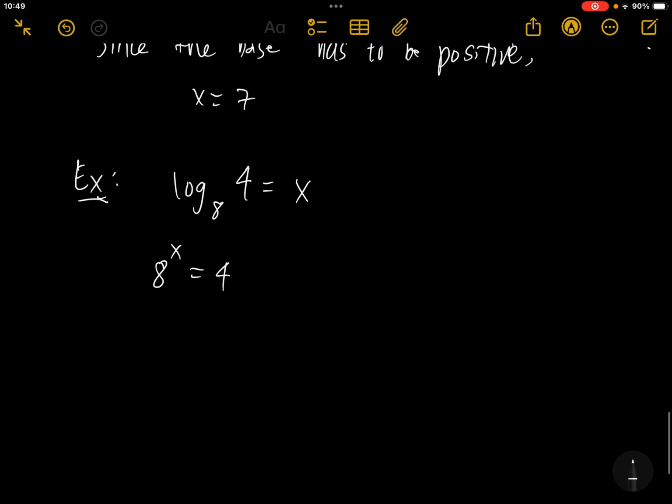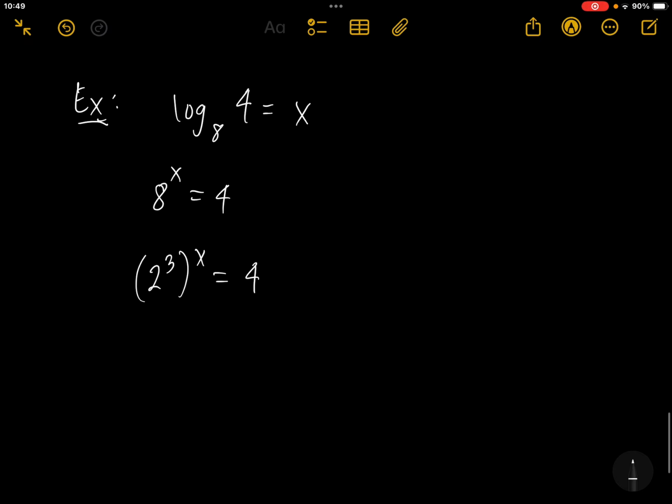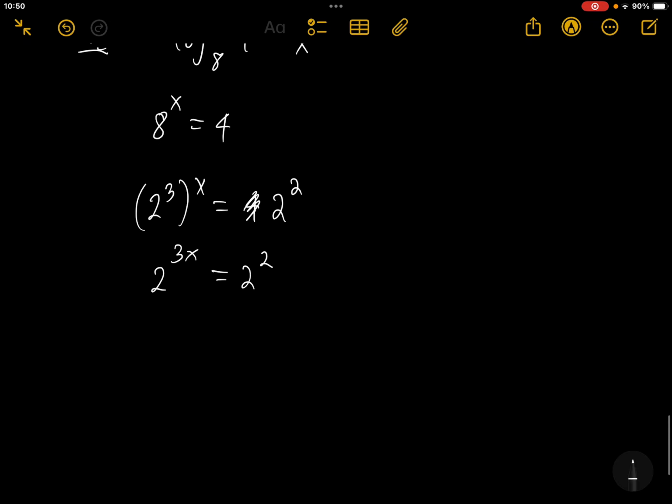So 8 is 2 cubed, so 2 cubed to the x power is 4. Now I'm using my properties of exponents, that this is 2 raised to the 3x power. That's equal to, oh, I should write 4 in terms of exponents too, 2 squared. So this tells me that 3x is equal to 2. Now I divide both sides by 3, I get x is 2/3. Okay?